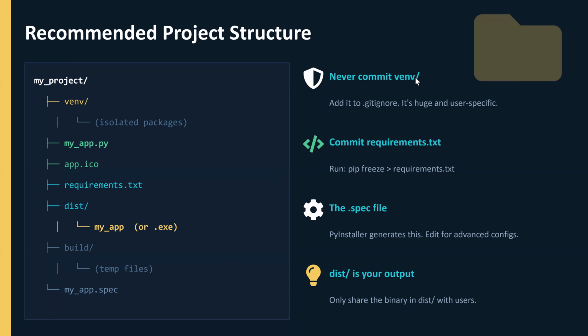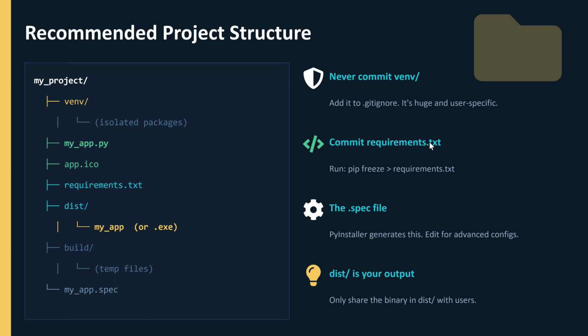Never commit the virtual environment. This one, you never commit it. If you commit this one, then you're just having so much junk on your GitHub. Don't do that one. Add it to the .gitignore file. So you put this directory in the .gitignore, so when you take a commit, you don't commit the binaries. It's huge and user specific. You don't want to do that one.